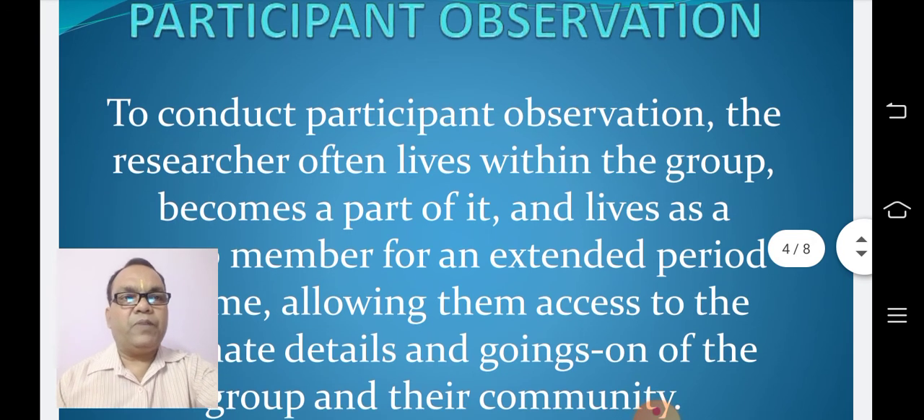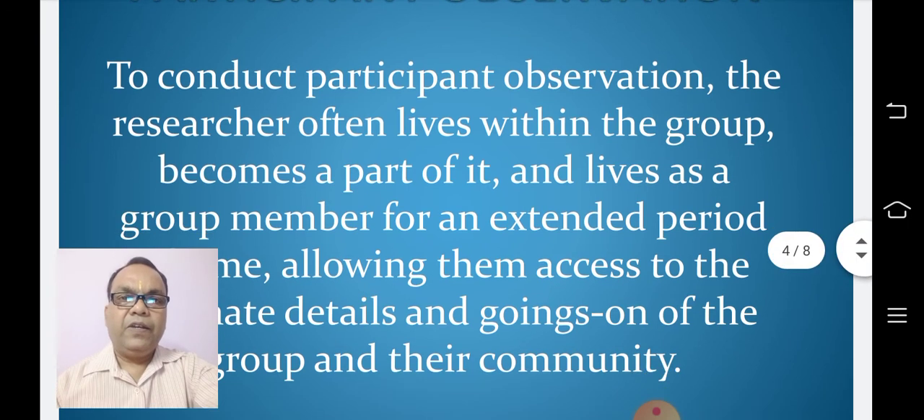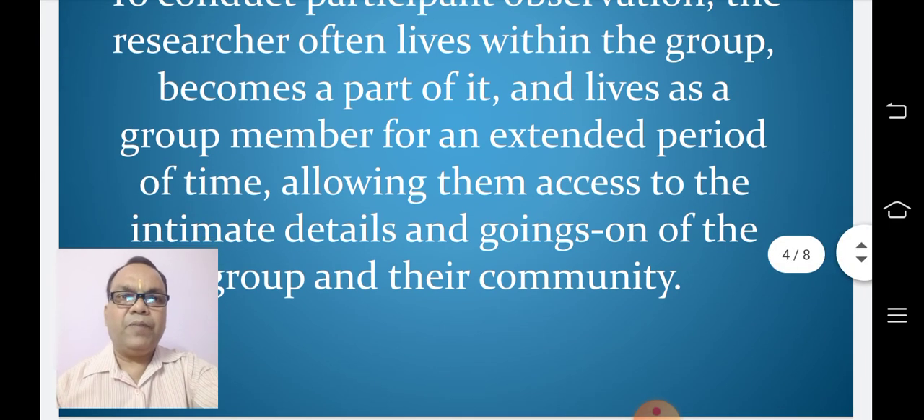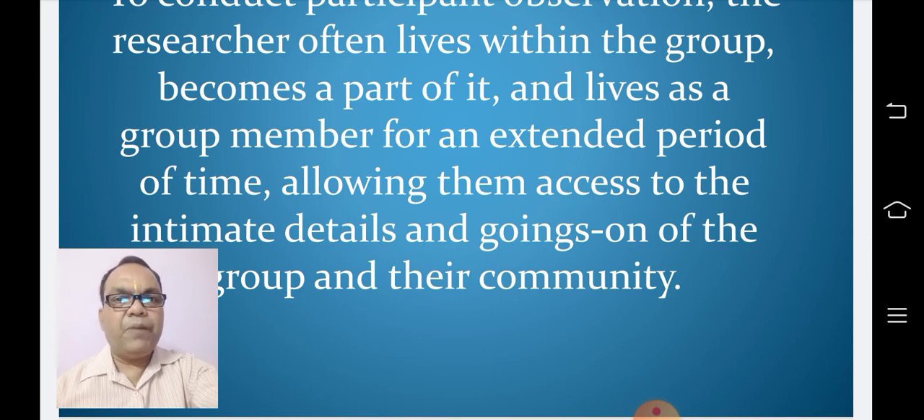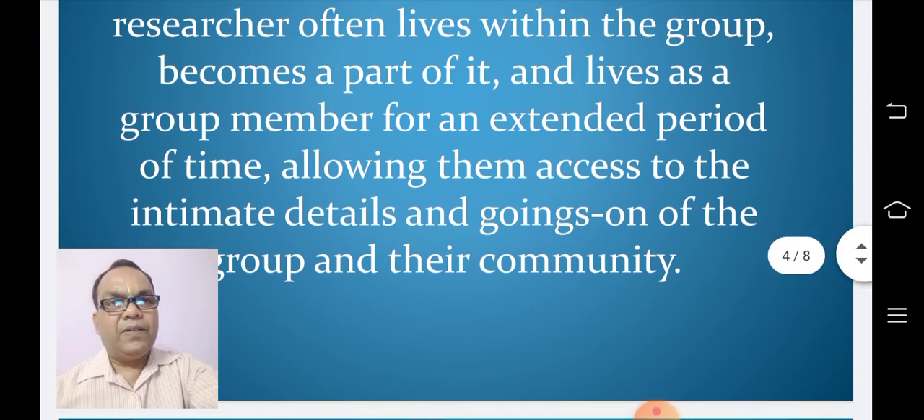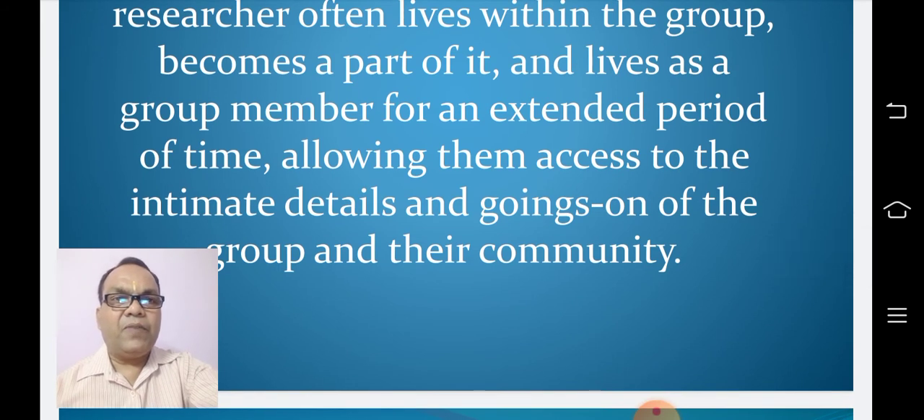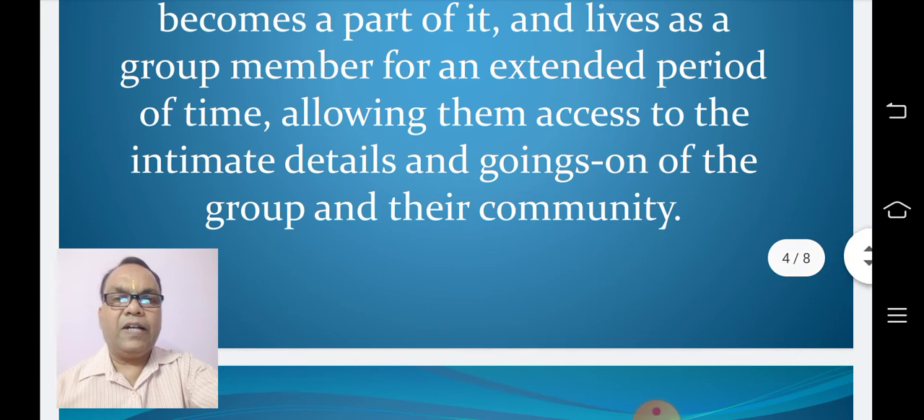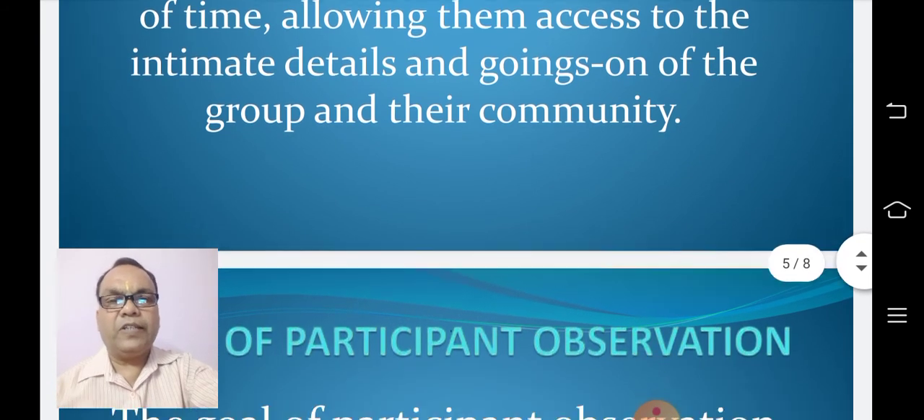To conduct participant observation, the researcher often lives within the group. He becomes a part of it and lives as a group member for an extended period of time. It may be 1 month, it may be 2 months, it may be more than 6 months, it may be more than 1 or 2 years. So it depends on how much time he devotes to the observation, and in this way, he allows himself access to the intimate details and goings on of the group and their community.